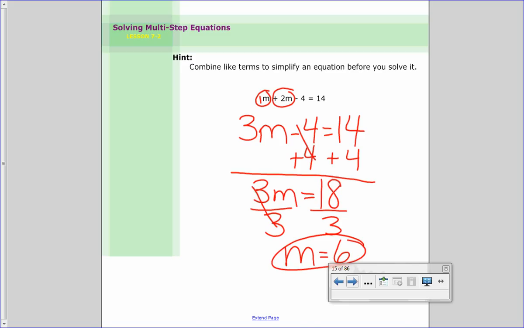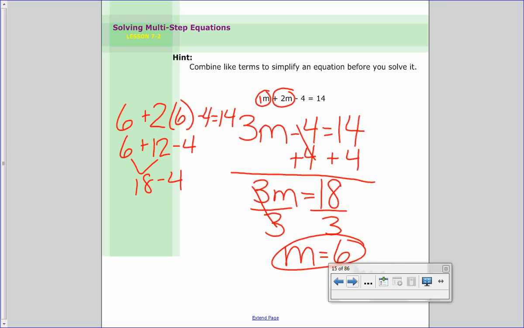So again, I could go to the original and say 6 plus 2 times 6 minus 4 and see if that's 14. Well, 6 plus 12 minus 4. 6 plus 6 is 18 minus 4 is in fact 14. So those check.